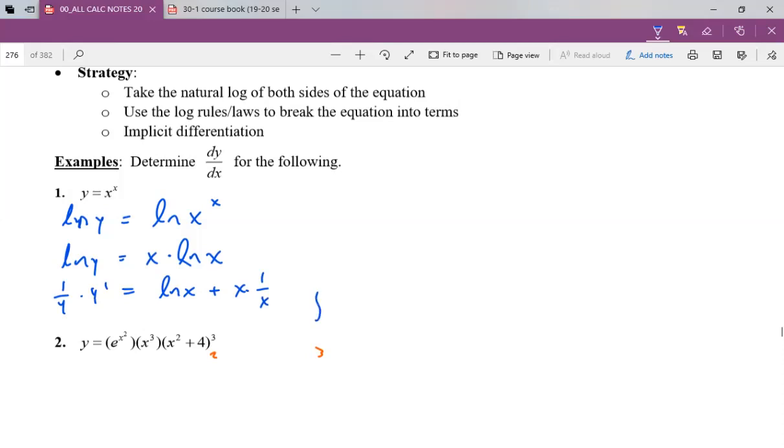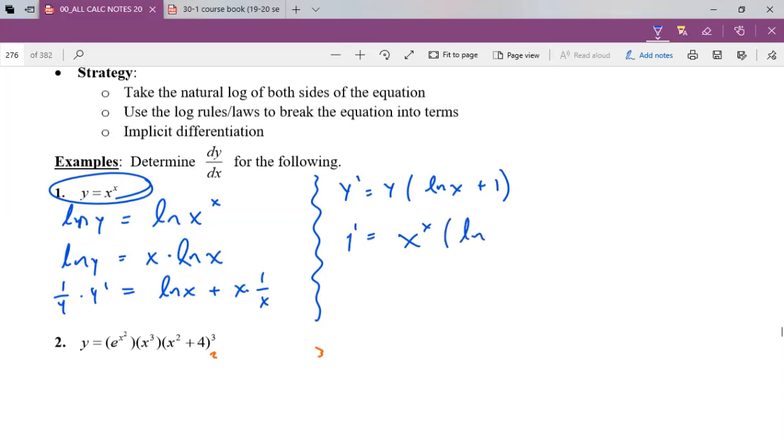A ton of room for this question, so let's move up to here. We multiply both sides of this by y, so y prime is equal to y times ln x plus 1. And now we're going to replace y with what it's equal to. If we look back at the original question, y was equal to x to the x. So y prime is x to the x times ln x plus 1.